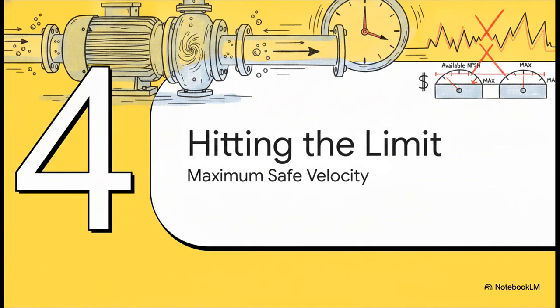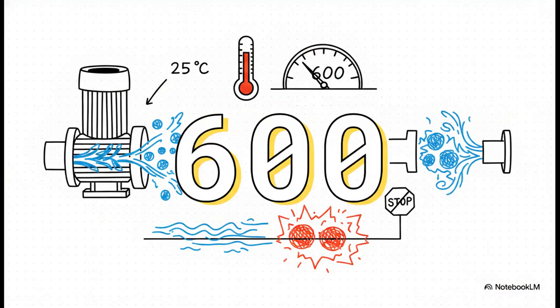Section 4. Hitting the limit and finding our maximum safe velocity. Well, 400 gallons per minute is just a comfortable test run, right? Out in the industry, time is money, and we want to pump as fast as physically possible. We really want to find the absolute breaking point where the available NPSH exactly matches the required NPSH, closing that safety buffer completely to zero. When we balance the equation and solve for the maximum velocity, the math reveals a pretty dramatic payoff.